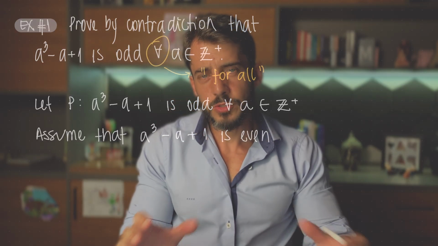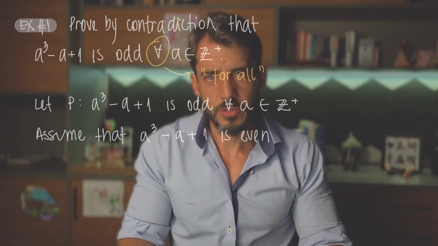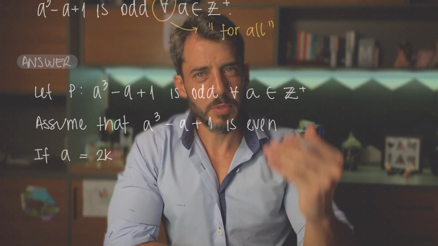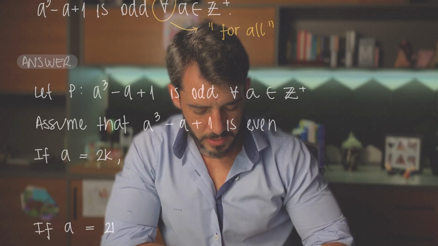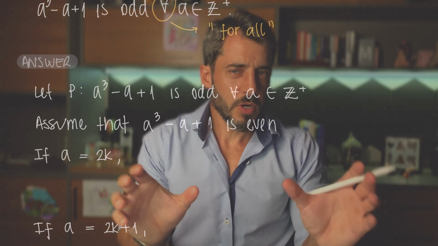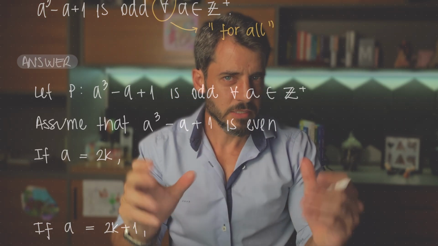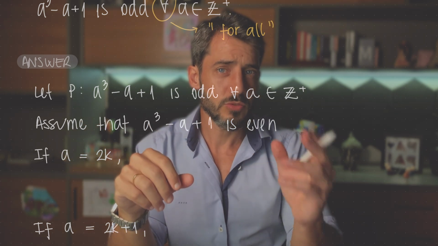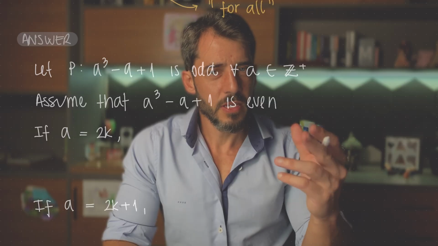Now, we're going to break this into 2 possible scenarios. If a is an even number, we're going to analyze that possibility, or if a is an odd number. Now, in this case, we can use the same k, because these possible events do not happen at the same time. So we can call one case 2k and the other case 2k plus 1. Now what happens if a is equal to 2k?